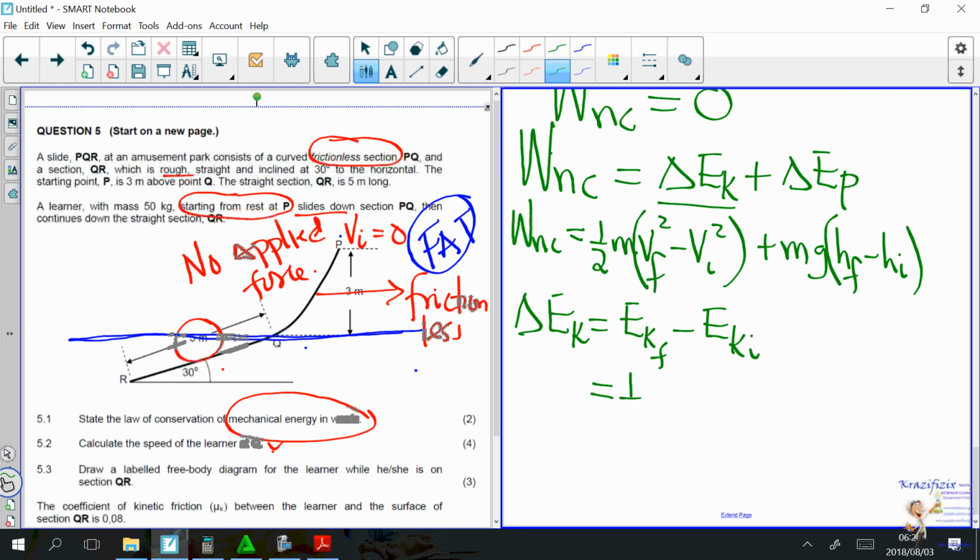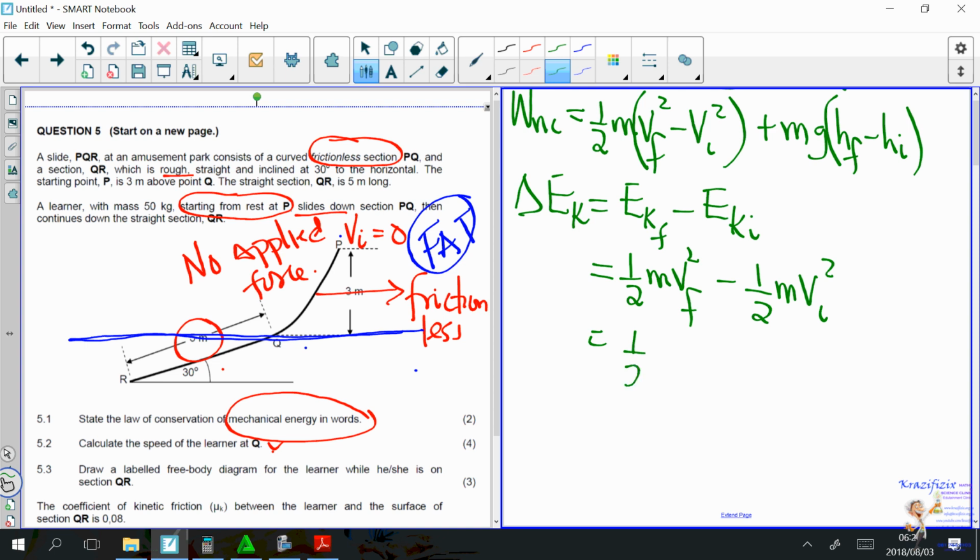Because I want this video to be beneficial for every learner. Now, my kinetic energy is half mv squared, but I'm dealing with final, and half mvi squared. What do you notice? Half m is common to both sides, so can I bring that out? Half m, what am I left with? Vf squared minus vi squared.